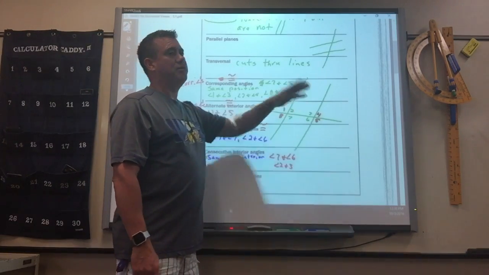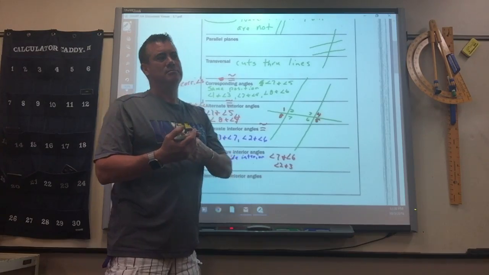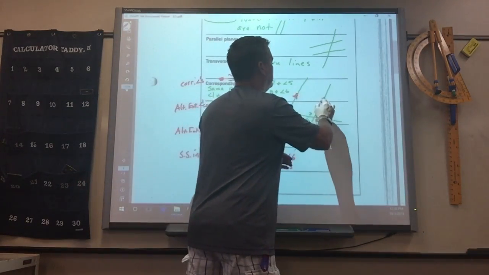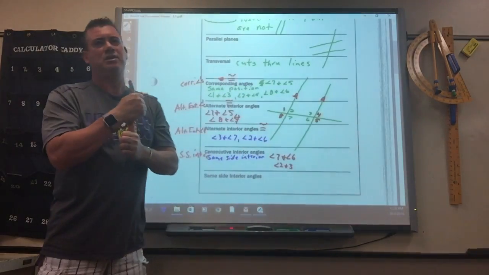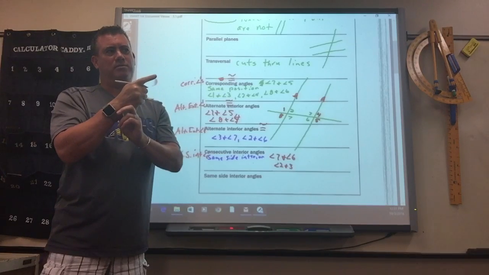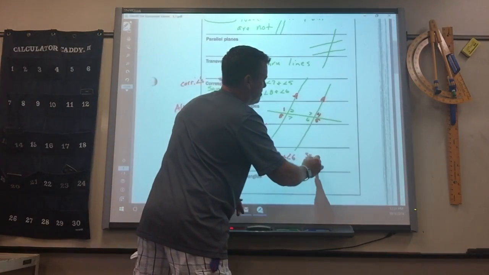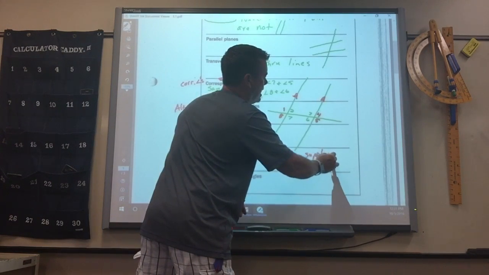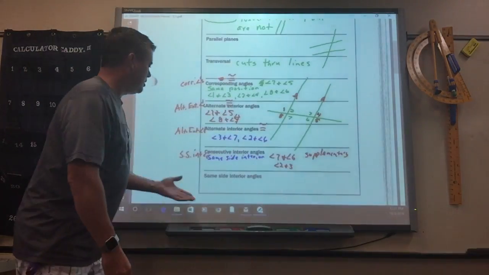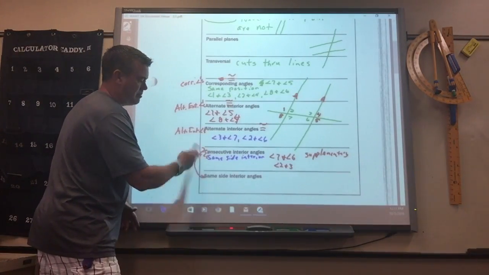So remember, if they're not equal to each other, what are they? Any two angles in a picture like this, if the lines are parallel, any two are either going to equal each other, or they're going to add up to something. Add up to what? 180. So the consecutive interior are supplementary. They add up to 180. So, here they got it listed. Consecutive interior, same side interior. They mean the same thing.